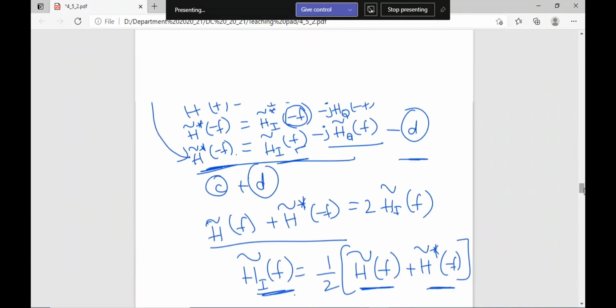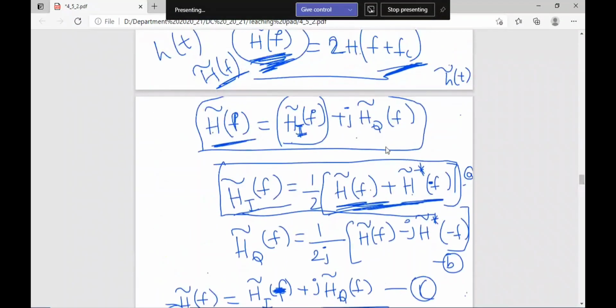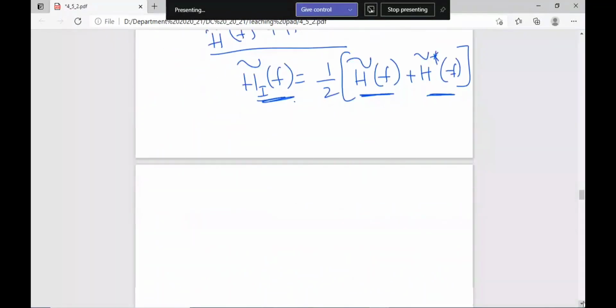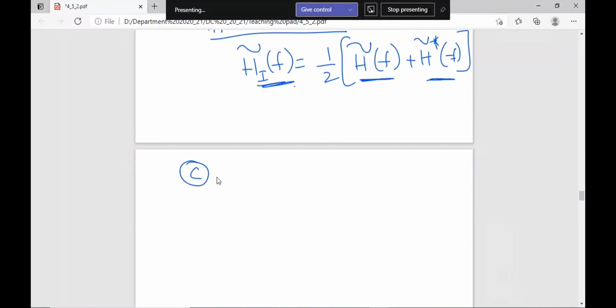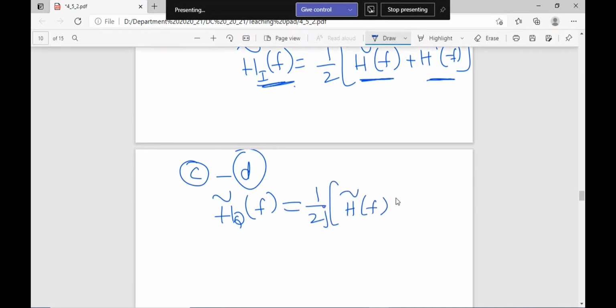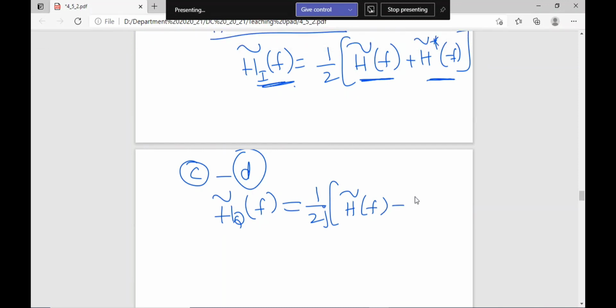But once you know h_I tilde of f, you need to get h_Q tilde of f also. Now I'll subtract C minus D, so that you will have, you just do it. Tomorrow we'll see. h_Q tilde of f will be equal to 1 by 2j times h tilde of f minus h tilde star of minus f. This is what you're going to get. You can try this and tell me tomorrow.